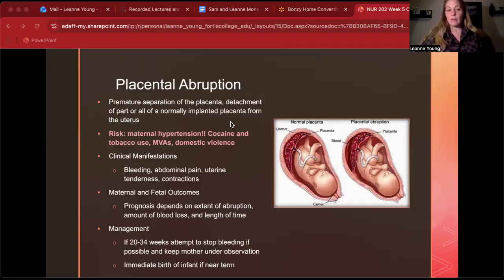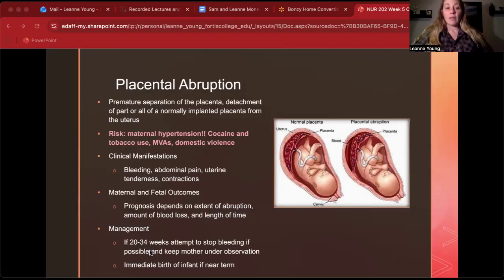So, what kind of things can cause a placental abruption? If a mom has high blood pressure, that can cause a placental abruption. Cocaine use can cause placental abruption. Tobacco use, motor vehicle accidents, or any type of trauma to the abdomen, so like domestic violence, blunt force trauma, anything like that. What are we going to see, or how is this patient going to present? They're going to have some bleeding, abdominal pain, uterine tenderness, and then contractions.